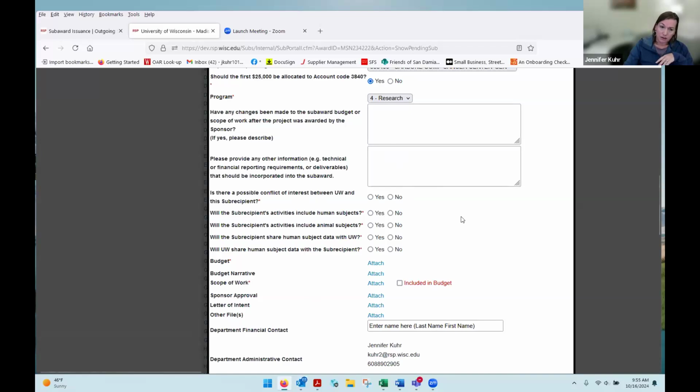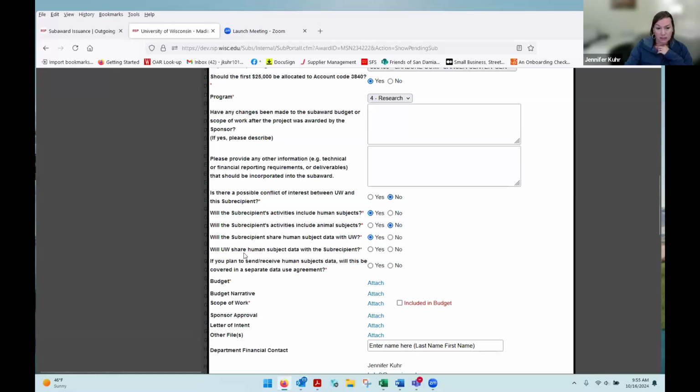And then it asks if there's any conflict of interest between the UW PI and the subrecipient. We can select no. Will the subrecipient's activities include human subjects? I'm going to say yes here. I'm going to say no to animal subjects. And then it says, will the subrecipient share human subject data with UW? I'm going to say yes here. And then I'm also going to say yes that we're going to share human subjects data with the subrecipient.